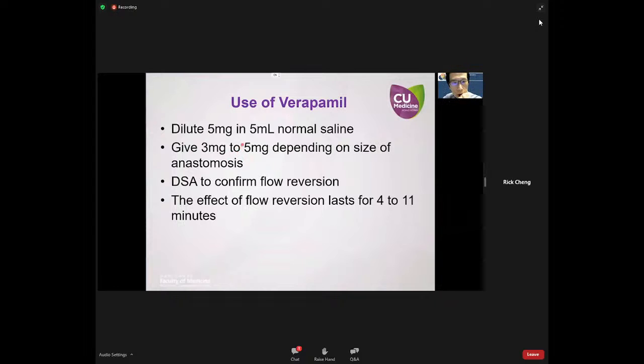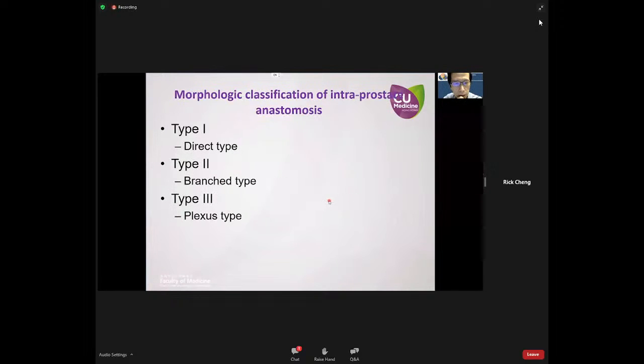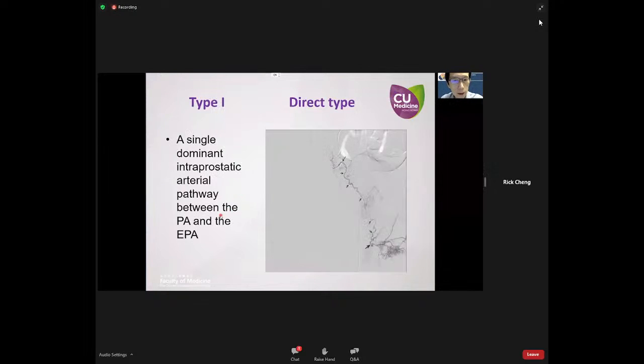So we usually dilute the verapamil and then give 3 to 5 milligrams, depending on the size of the anastomosis. And then we do DSA to confirm. And we know the time window lasts for 4 to 11 minutes. So we further categorize the types of anastomosis into a direct type, type 1, or type 2 and type 3, which are branch type or plexus type.